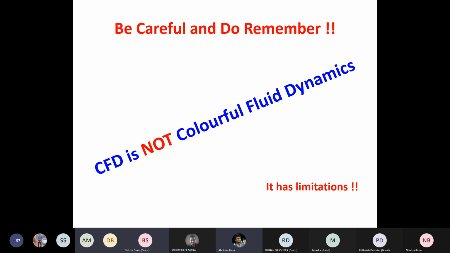CFD can't do everything. It can reveal a great deal based on the model, but if the model equation has some limitations, then that cannot be overcome. So you have to be very careful about it.